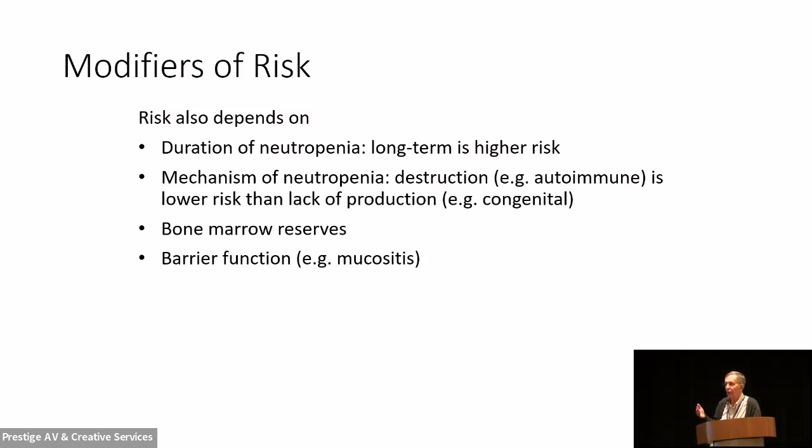And that's because in destruction, there usually is a storage pool of neutrophils that haven't been destroyed yet. And another word for that is the bone marrow reserves, as I've said. And the other is barrier function. Is the skin and mucous membranes of the individual intact, or are there breaks in the skin, ulcers in the mouth that can be entry points for bacteria?